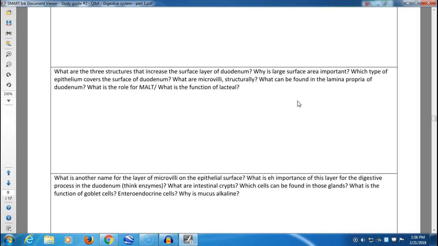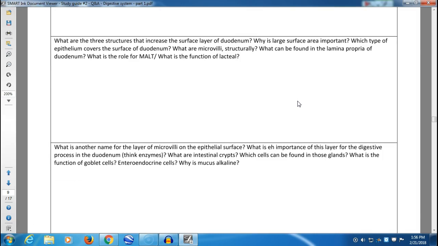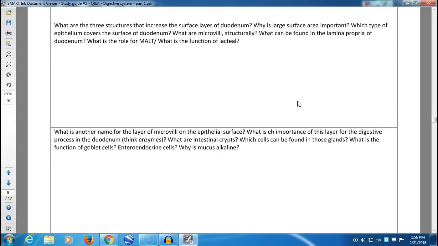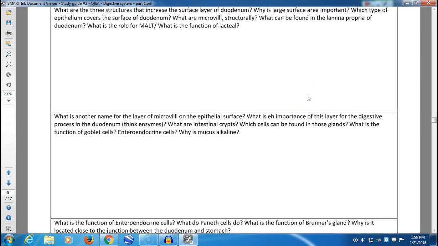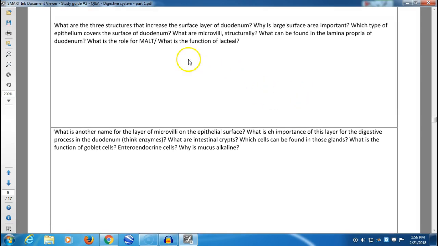Absorption. Which type of epithelium? Simple columnar with microvilli on top of the cells. Does that make sense? Microvilli are membrane folds. What is in the lamina propria of duodenum? Pretty much I refer to this as MALT, mucosa-associated lymphoid tissue. Protection, okay?